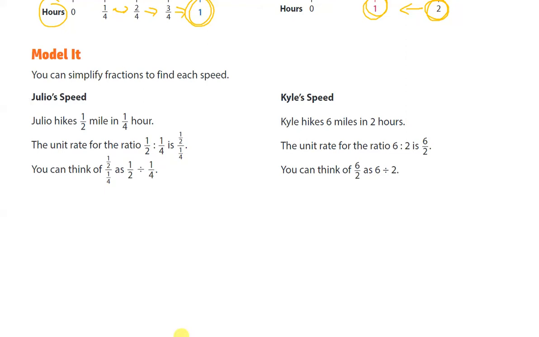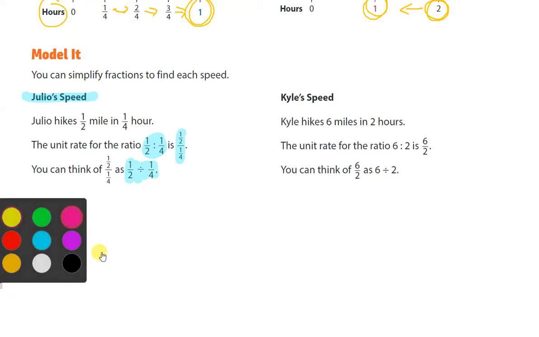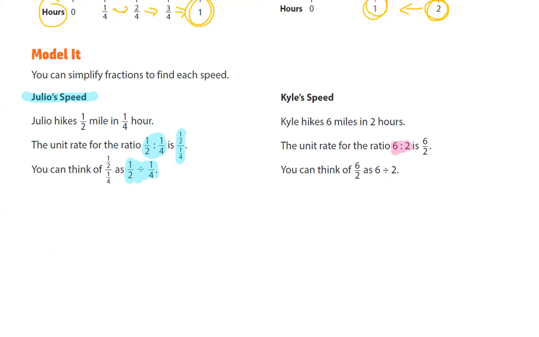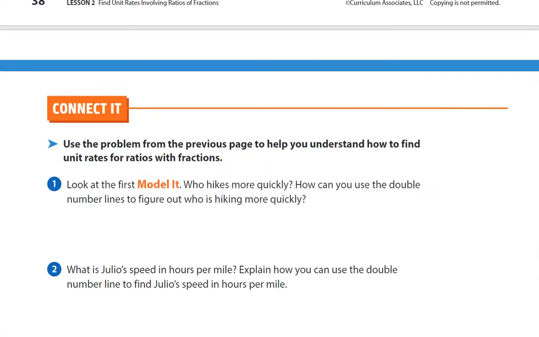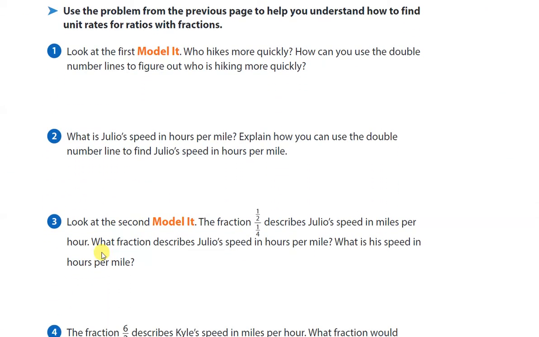They wrote it several different ways. They wrote the ratio as 1/4. This is Julio, remember? Julio, 1/2 to 1/4. 1/2 to 1/4 can be written this way, or you can write it that way. It's all the same thing. And then Kyle, 6 to 2, 6 divided by 2. It's all the same thing. So who does hike more quickly?